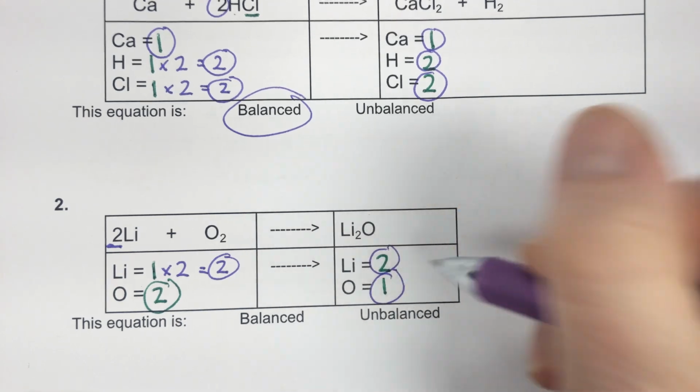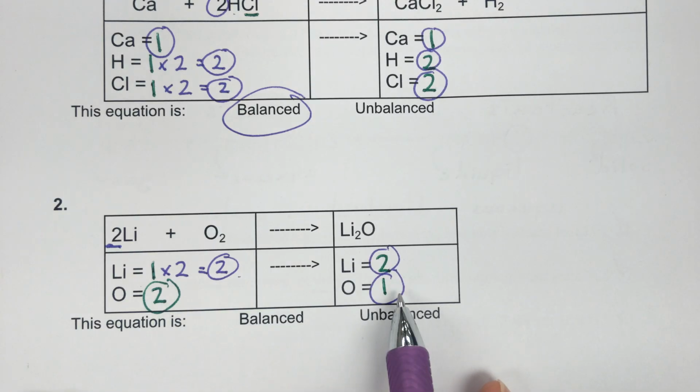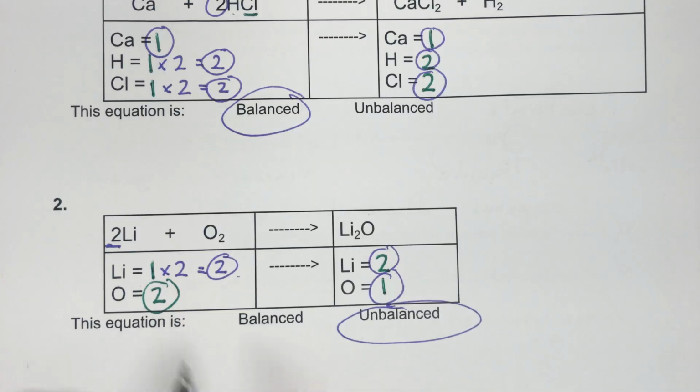I circle my totals. I compare 2 and 2 for lithium, 2 and 1 for oxygen. That makes this an unbalanced equation. If there are any differences in the totals, it is unbalanced. And I'm done with that side.